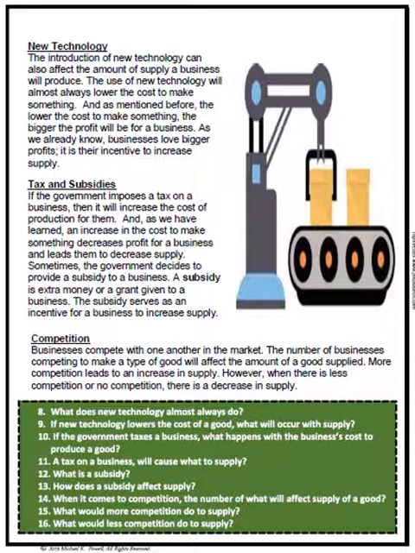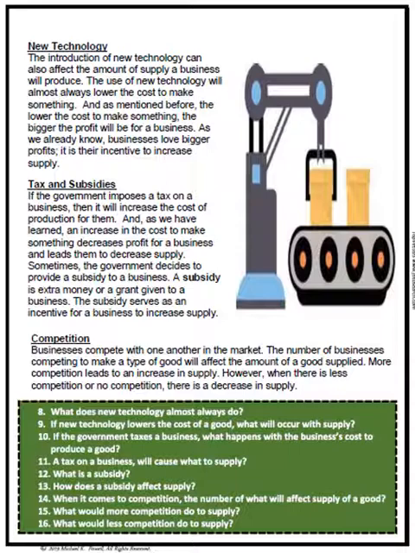Tax and subsidies. If the government imposes a tax on a business, then it will increase the cost of production for them. And as we have learned, an increase in the cost to make something decreases profit for a business and leads them to decrease supply. Sometimes the government decides to provide a subsidy to a business. A subsidy is extra money or a grant given to a business. The subsidy serves as an incentive for the business to increase supply.